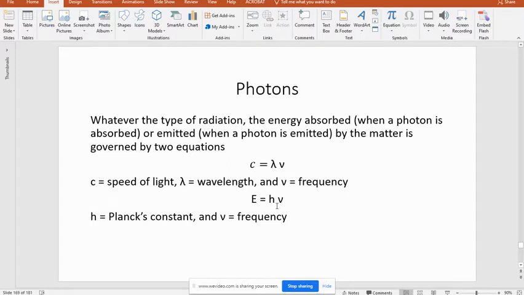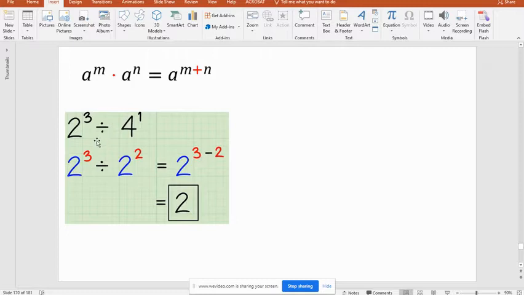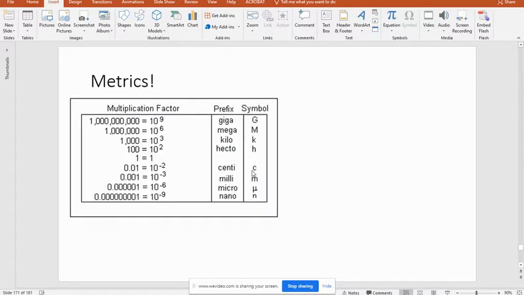And on the multiple choice exam, and historically in the past, you've never been able to use a calculator. So you need to know how those superscripts work. When we're multiplying, we add these exponents together. When we're dividing, we subtract the exponents. So keep that in mind when you're trying to work with some of the math in this.